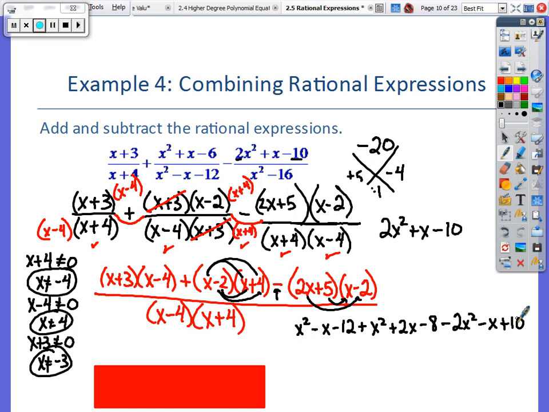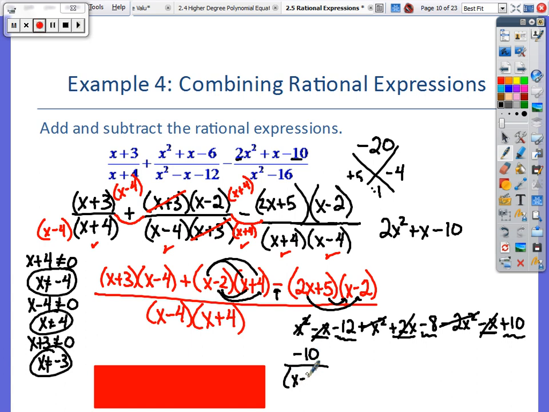So now let's go ahead and combine like terms. Now look what happens though. You got x squared plus x squared. That's 2x squared. What's 2x squared minus 2x squared? Nothing. So that eliminates the x squared. Now what we have is 2x here. I take away 1x and I take away a second x. Guess what? The x's are gone. This is working out pretty nice. Now what I have is negative 12 minus 8, which is negative 20, plus 10. Negative 20 plus 10 is negative 10. So my numerator is simply negative 10.